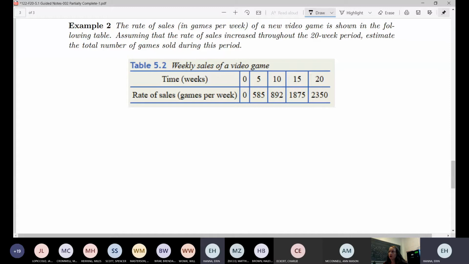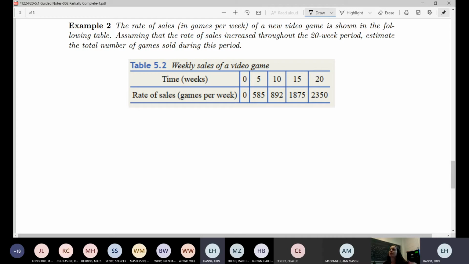Let's do another one. Up to this point, we've been working with velocity functions, and that last one was a velocity table. It doesn't have to be velocity for us to be able to do these Riemann sums. We can do them for kind of anything. Usually we're going to be given a rate, and we want to find the area underneath that rate function.